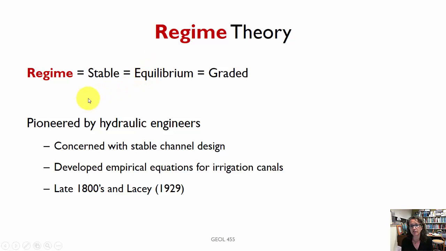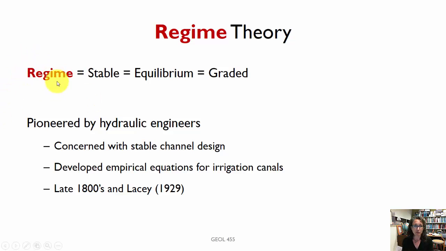So it started with what was called regime theory, which was pioneered by hydraulic engineers in the late 1800s in Africa. They were designing irrigation canals, and they were very concerned with stable channel design. They wanted a stable channel that's non-silting, non-scouring, so they wanted to be able to adjust the channel, the width, the depth, the slope, the shape of the channel, so that it would not silt up and not scour, given the flow that was provided to it over a long period of time.